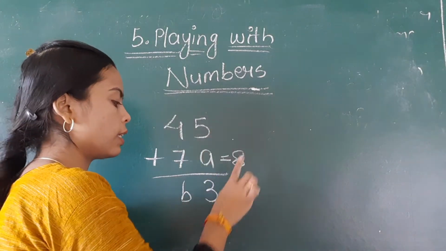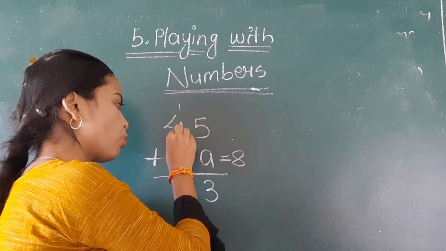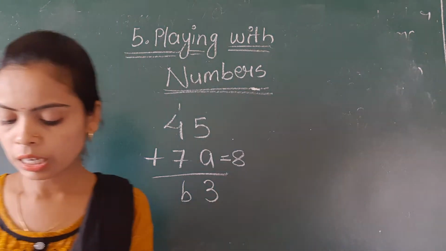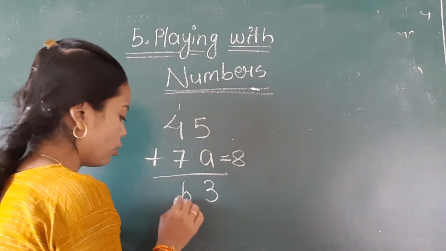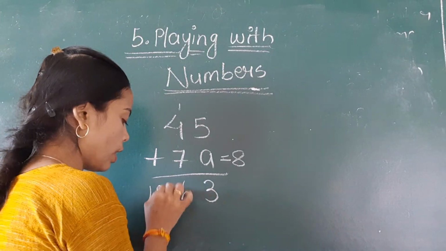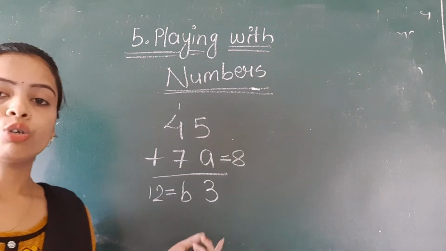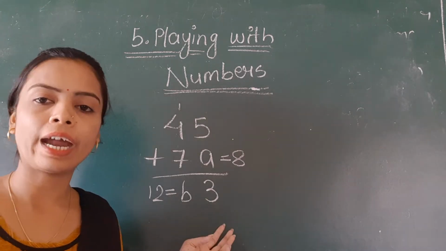So 5 plus 8 is 13 and your carry is 1. So 1 plus 4 is 5 and 5 plus 7 is 12. So the value of b is 12 here. Okay, so the value of a is 8 and the value of b is 12 here. That is the first thing we have studied in this lesson: how to find the value of the variable if it is given in the addition form.